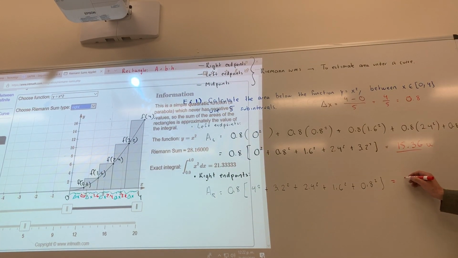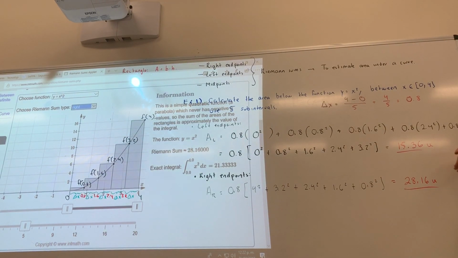Should be what? Units. Okay. Is this better than that one? No, just a limit. It means that the real area is going to be between this one and that one. Do you understand that?